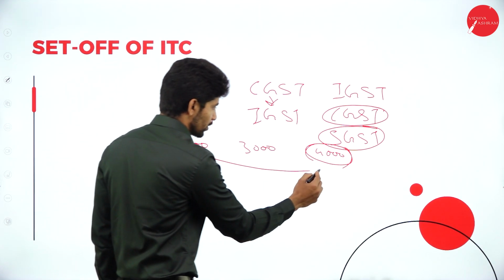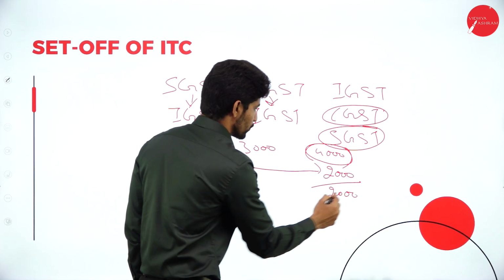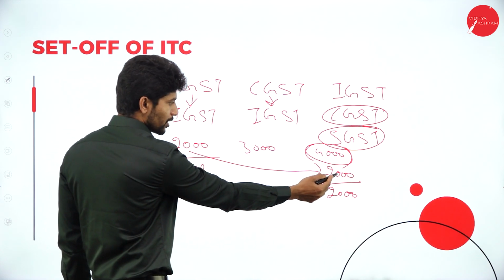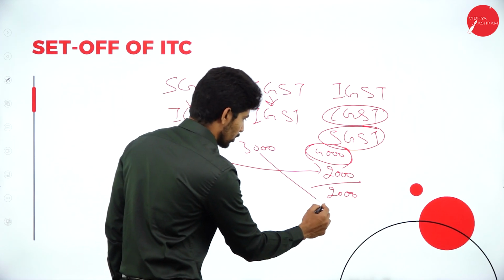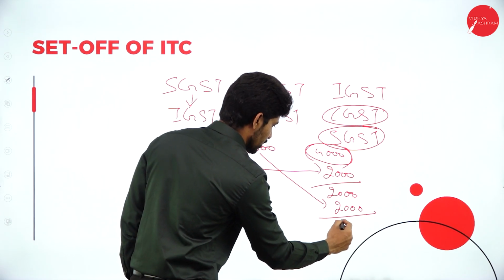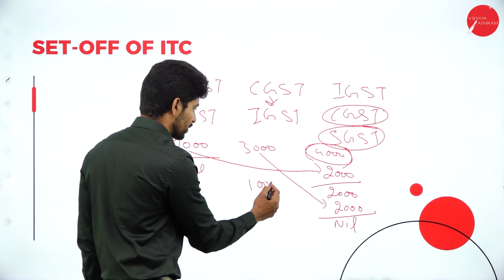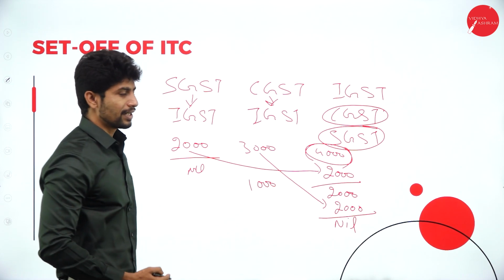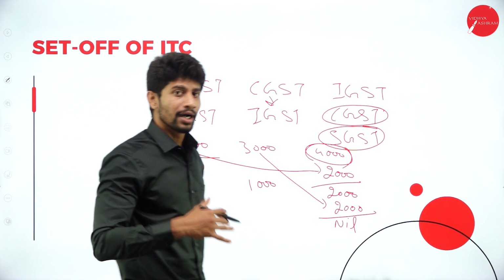See here, you can take this 2000 here. Still how much are you supposed to pay? 2000. So now the SGST account will be nil because you used this amount to set off. Next, here we have 3000. In 3000 take 2000 here. So now the tax payable under IGST is nil. Under CGST you still have 1000 rupees. So this is how you are going to set off the different taxes under GST, that is CGST, SGST and IGST.